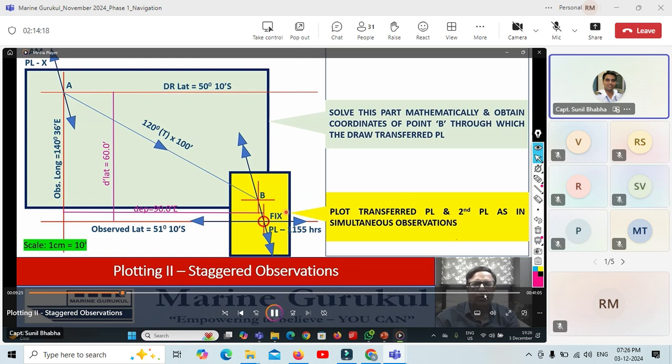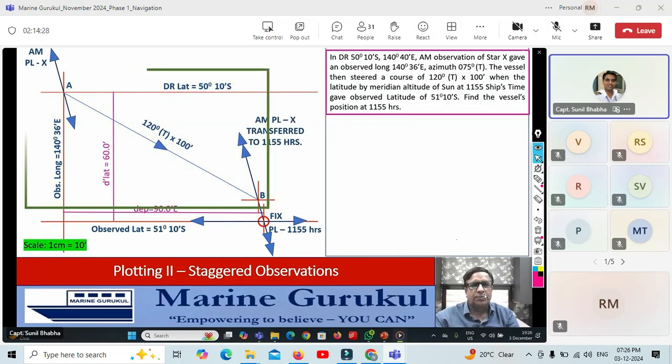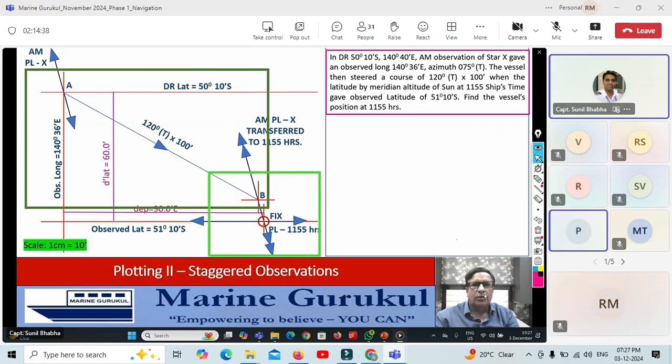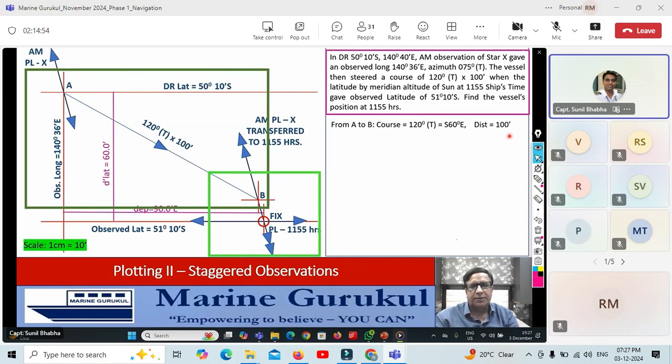Same time. So the concept shall be exactly the same as you had done during the simultaneous observations. So now let's solve the first part of this question mathematically to get the coordinates of point B, and thereafter only do the plotting of the limited portion, that is the second part of it. We know that the course from A to B is 120 degrees true, which in quadrantal notation is south 60 degrees east, and the distance is 100 miles.